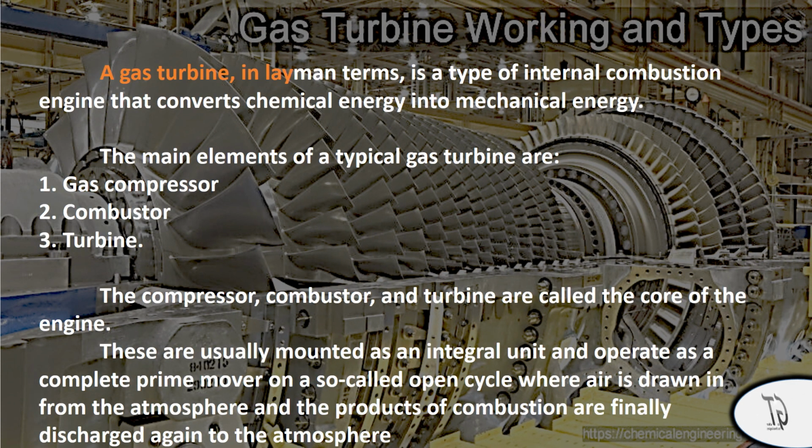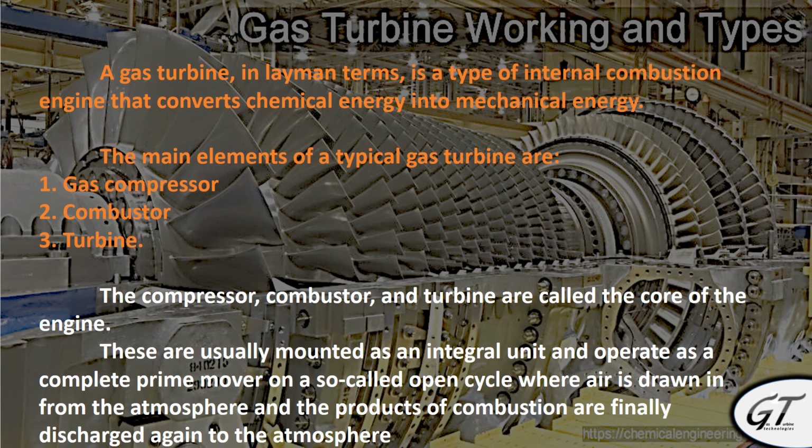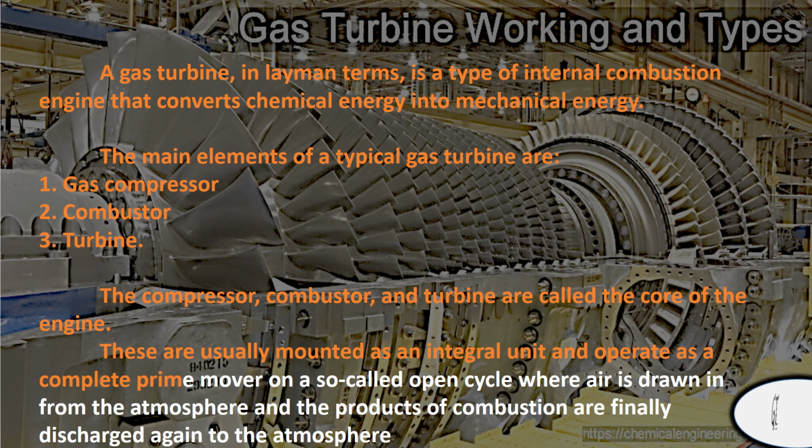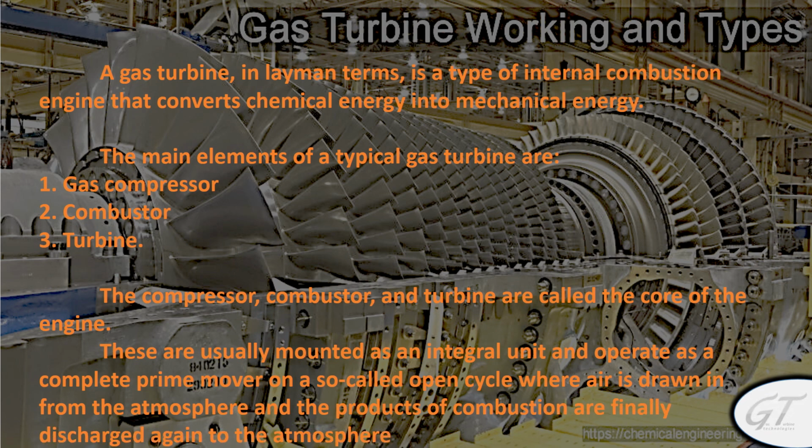A gas turbine, in layman terms, is a type of internal combustion engine that converts chemical energy into mechanical energy. The main elements of a typical gas turbine are the gas compressor, the combustor, and the turbine. The compressor, combustor, and turbine are called the core of the engine. These are usually mounted as an integral unit and operate as a complete prime mover on a so-called open cycle, where air is drawn in from the atmosphere and the products of combustion are finally discharged again to the atmosphere.